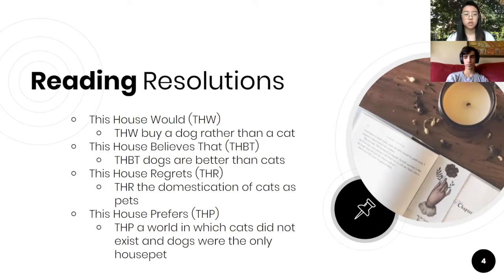So in a This House Regrets motion, the example is This House regrets the domestication of cats as pets, versus the prefers motion being This House prefers a world in which cats did not exist and dogs were the only house pet. Essentially, both of those just look at a comparison of different worlds where something existed versus something did not exist. So if you're regretting something existed, you wish that thing never existed in the first place and the world was better off without it being there. And if you prefer it, it means you prefer it over something else.